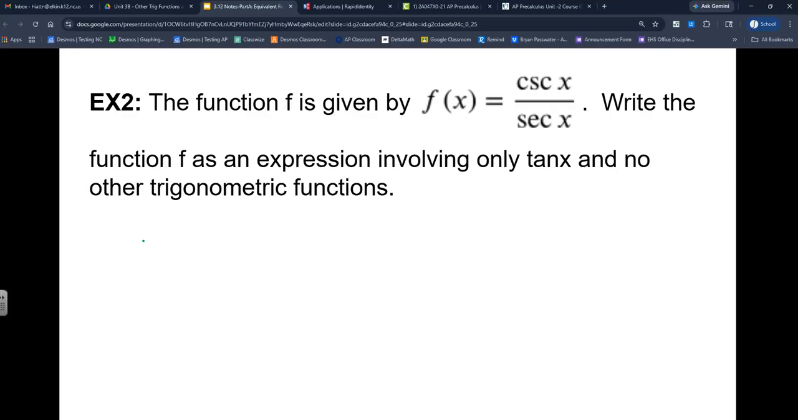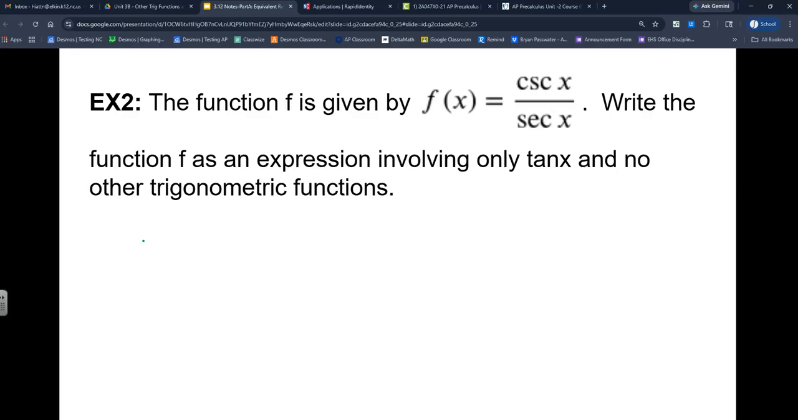Okay, here's an example of something they may ask you to do. Again, free response section. The function f is given by f of x equals cosecant x over secant x. Write the function f as an expression involving only tangent and no other trig functions. So I've got cosecant over secant, which definitely is not tangent.